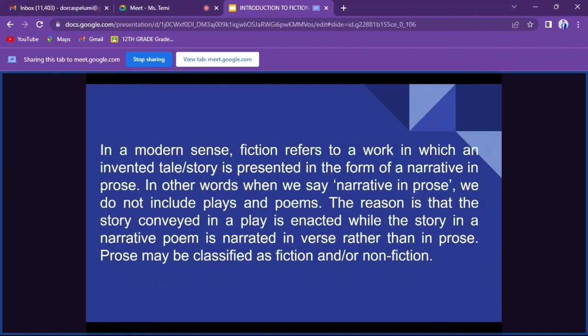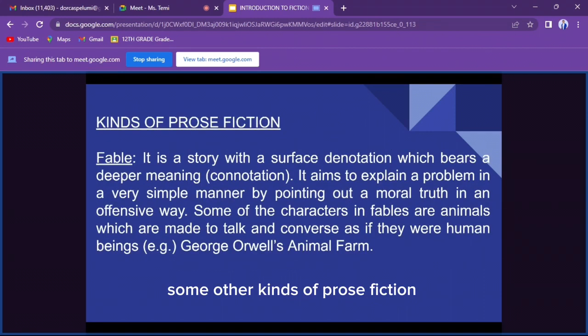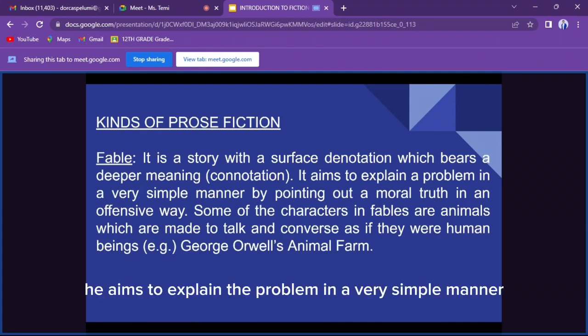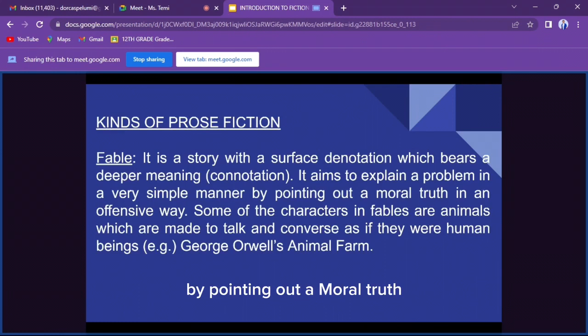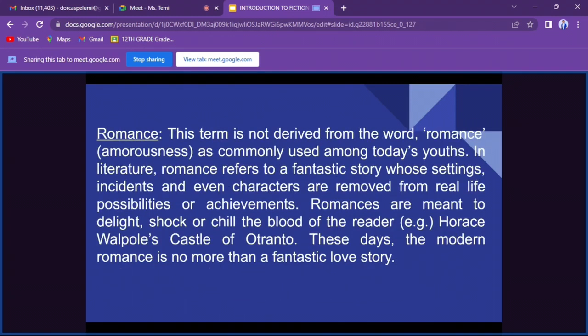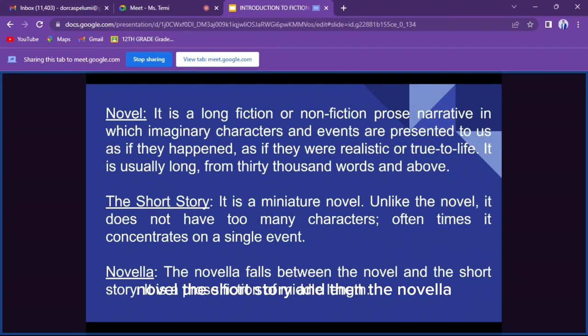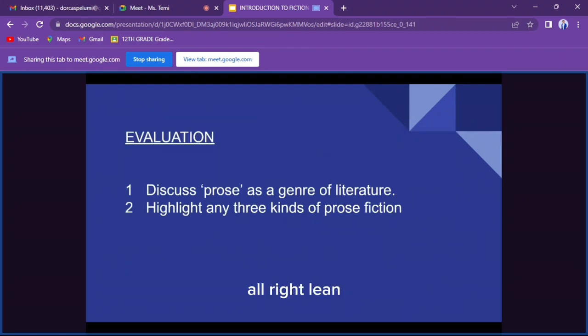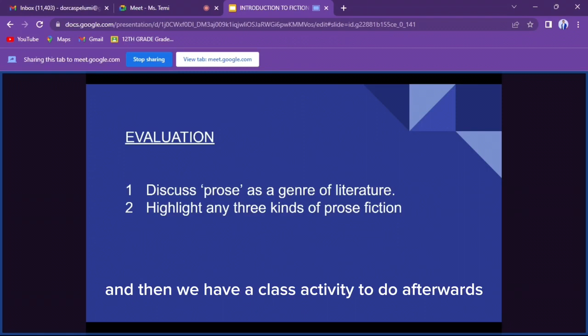There are also some other kinds of prose fiction that we need to consider. For instance, we have the fable. It is a story with a surface denotation which bears a deeper meaning. It aims to explain a problem in a very simple manner by pointing out a moral truth. So we're going to consider that. We're going to look at the allegory, parable, romance, novel, the short story, and then the novella. Alright? We're going to consider that, and then we have a class activity to do afterwards.